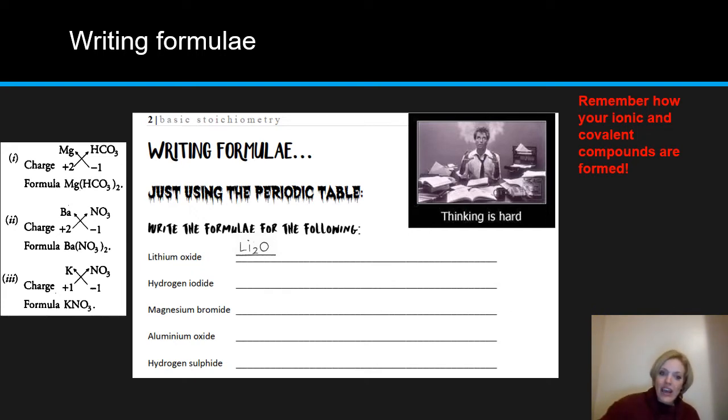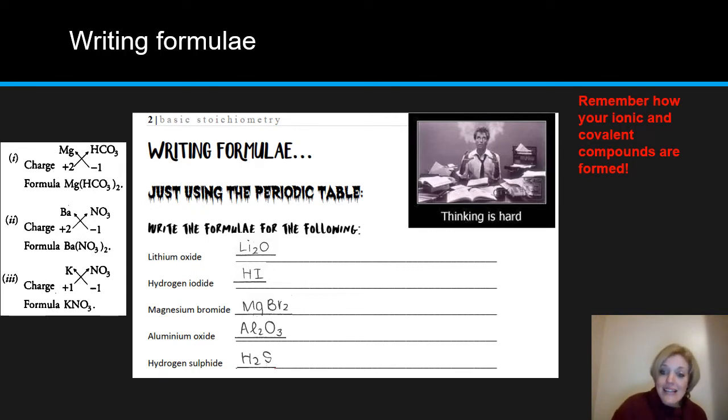Hydrogen iodide, right, I don't need anything extra, just HI. That is all that is required for that one. Magnesium bromide. In this case, I need 2 bromines to cancel out the magnesium charge of 2+. Aluminum oxide, this is interesting because aluminum is +3, oxygen is -2. So to make sure that they are 6 and 6, I would need 2 aluminums and 3 oxygens. Hydrogen sulfide is going to just be H2S.